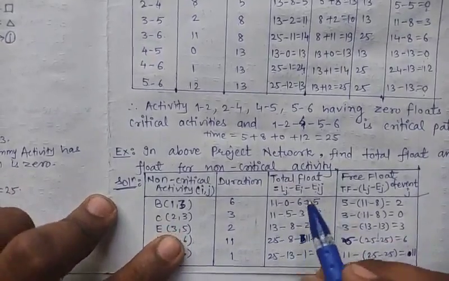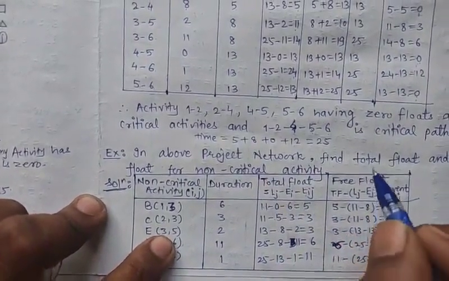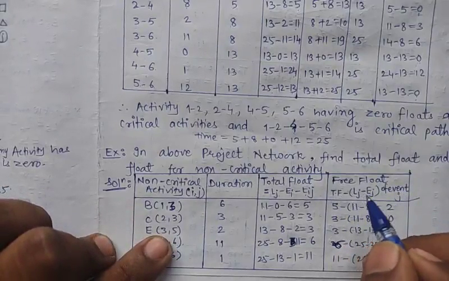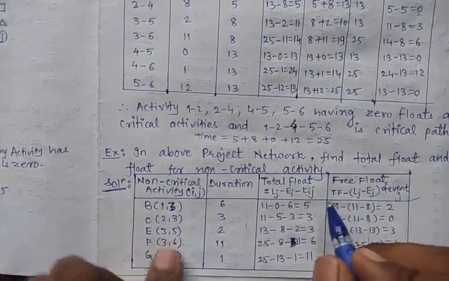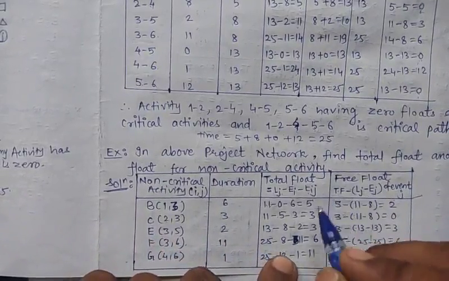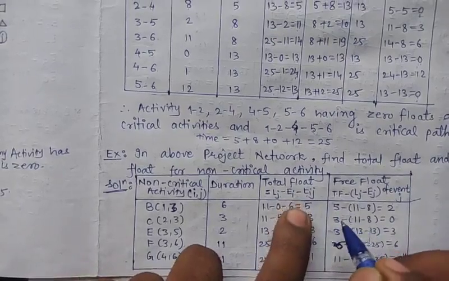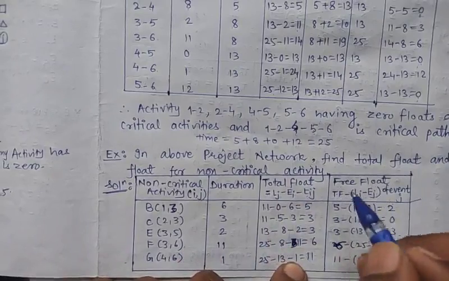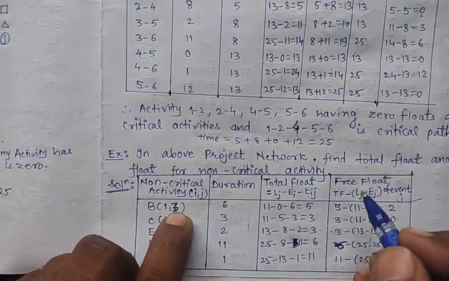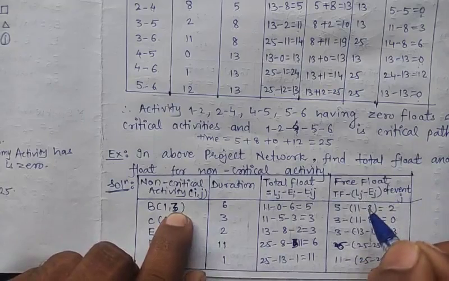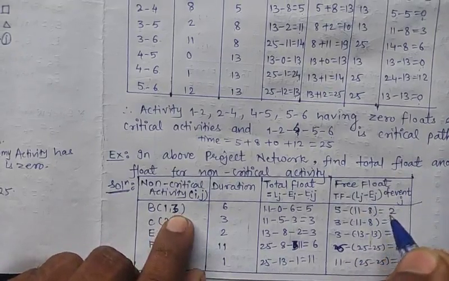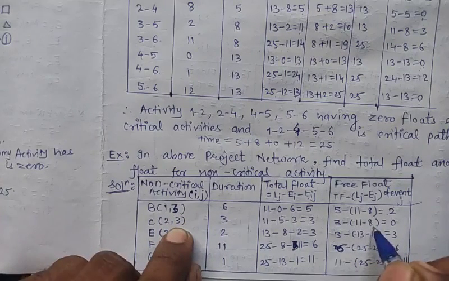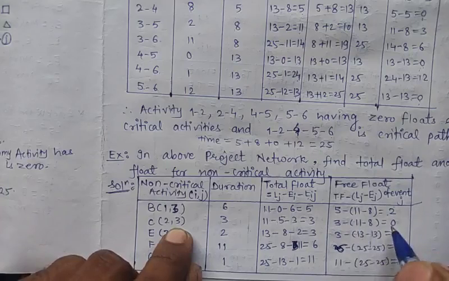Similarly, calculate the total float for the rest. Now calculate the free float. The free float has the formula total float minus (Lj minus Ej) for event j. So this is the total float: 5, 3, 3, 6, 11, and subtract the value Lj minus Ej for the jth event. Here Lj is L3, which has value 11, minus E3, which has value 8. Calculating this, we get 2. Next, L3 is 11 and E3 is 8, so after calculating we get 0.